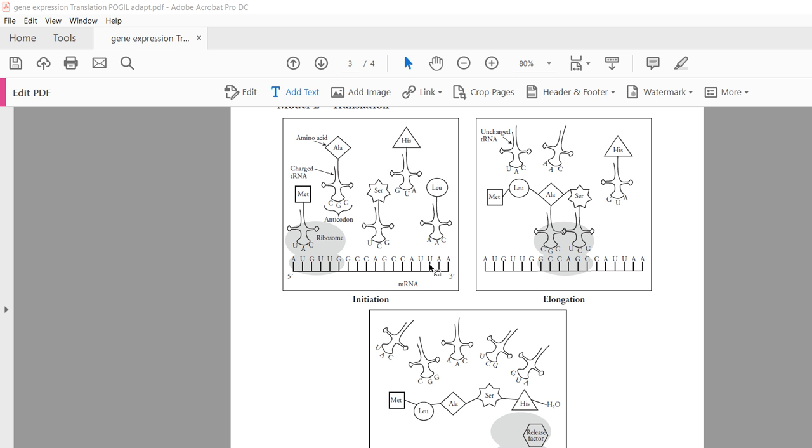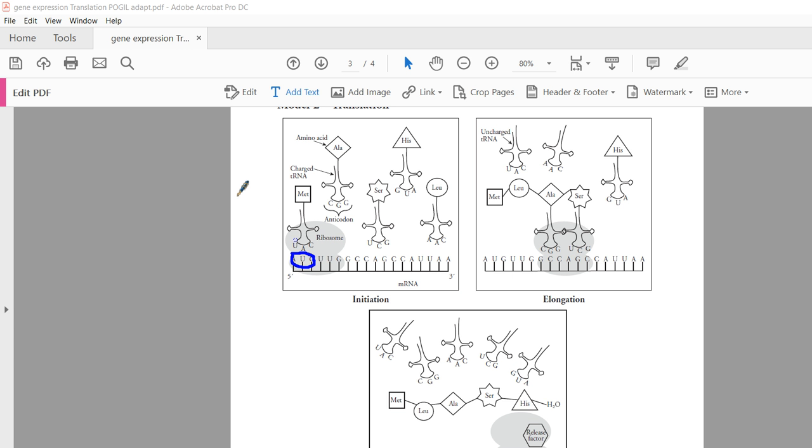Looking at the third page of the packet, it gives us another view of translation. Again, translation uses the mRNA that we created during transcription. It also uses this tRNA molecule. The tRNA is holding on to an amino acid, and notice that each of these tRNA molecules is holding on to a different amino acid. The tRNA will pair up with the mRNA based on these codons. So we have the codon AUG on the mRNA.